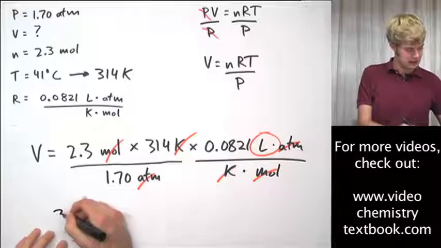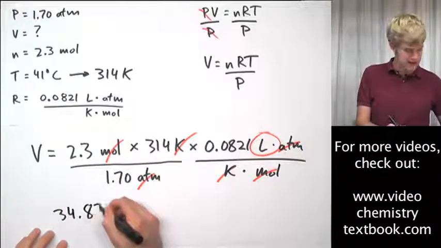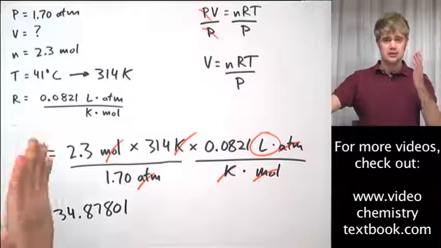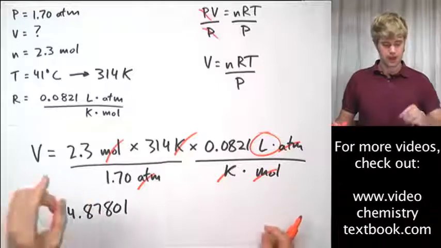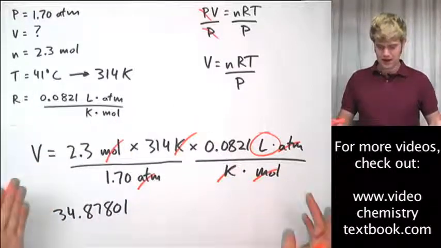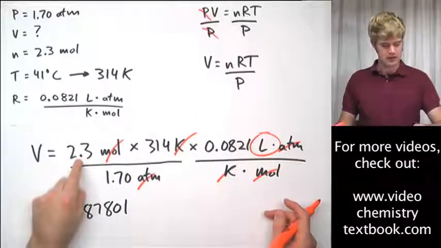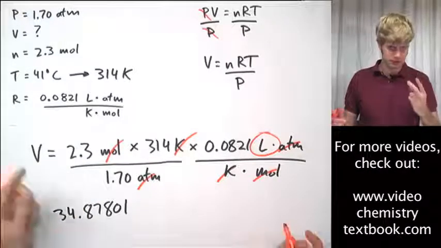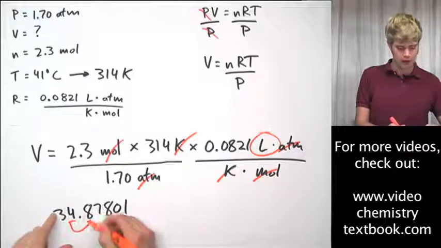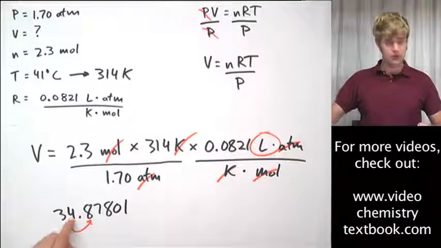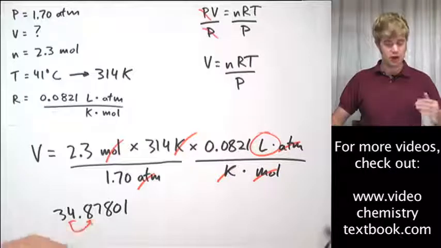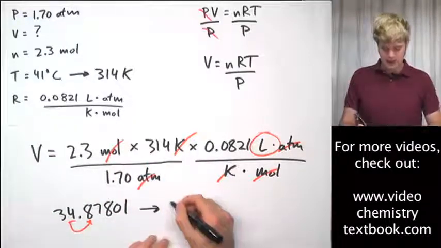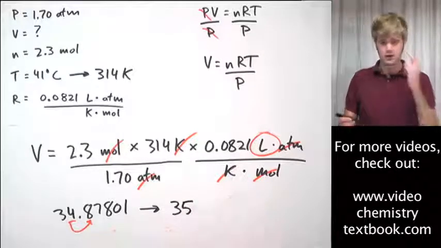The answer that I'm going to get is 34.87801. All right? How many digits do I round this to? Okay? I look for the number up here that has the fewest significant figures. That's here, 2.3 moles, which means that my final answer has to have two significant figures. So I keep the 3, I keep the 4, and I look next door to the 8 to see whether I round this up or keep it the same. It's an 8, so I'm going to bump it up. So 34 point blah, blah, blah is going to turn into 35, rounded to two significant figures.